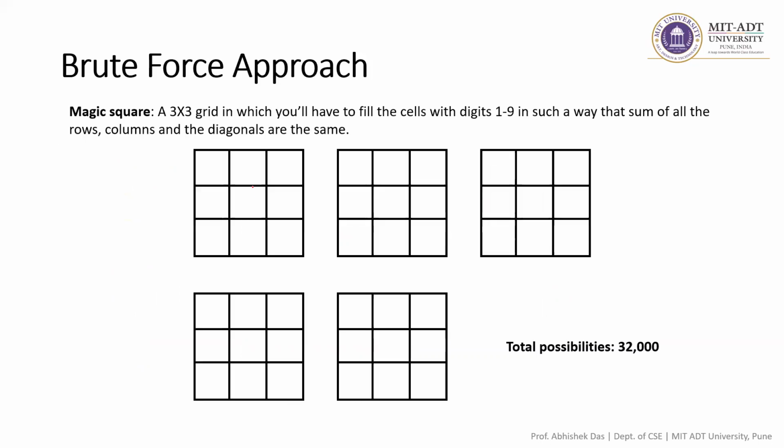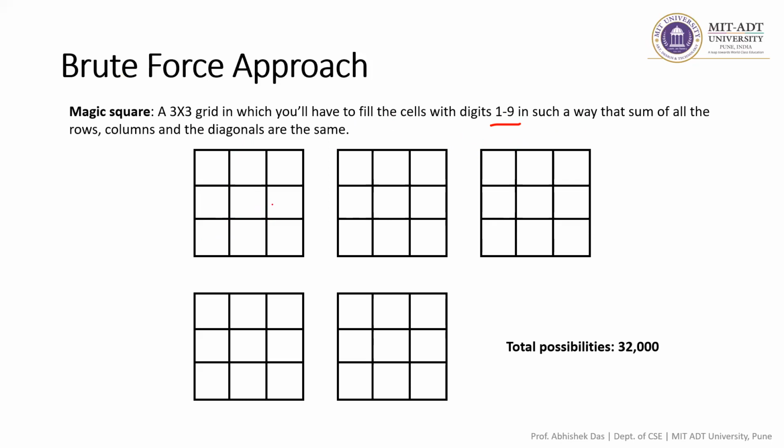Let's say this is an example of a magic square, which says that we have a 3x3 grid, in which you will have to fill all the cells with certain digits starting from 1 to 9 in such a way that the sum of all the rows, columns, and the diagonals are the same. That is why we are calling it a magic square, right? So 3 rows and 3 columns are there, and you'll have to fill all of the cells in such a way that the sum of the rows, the columns, and the diagonals are the same.